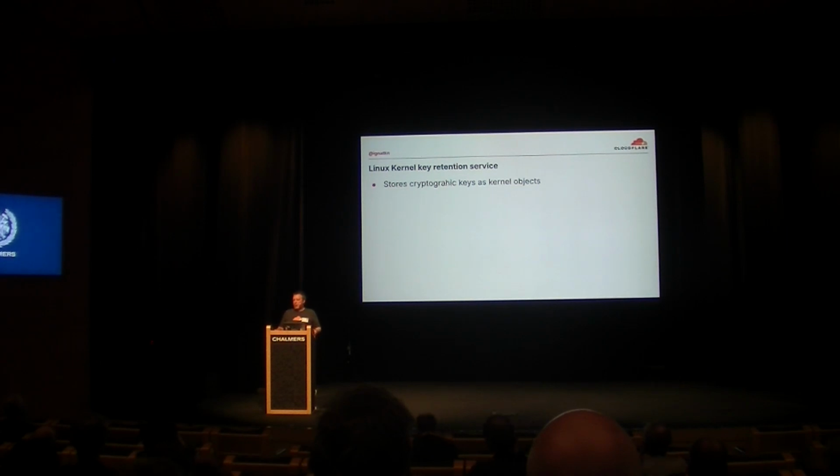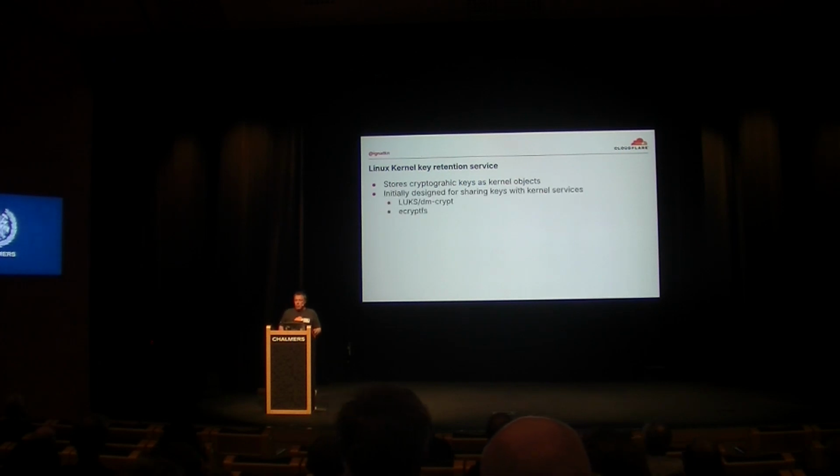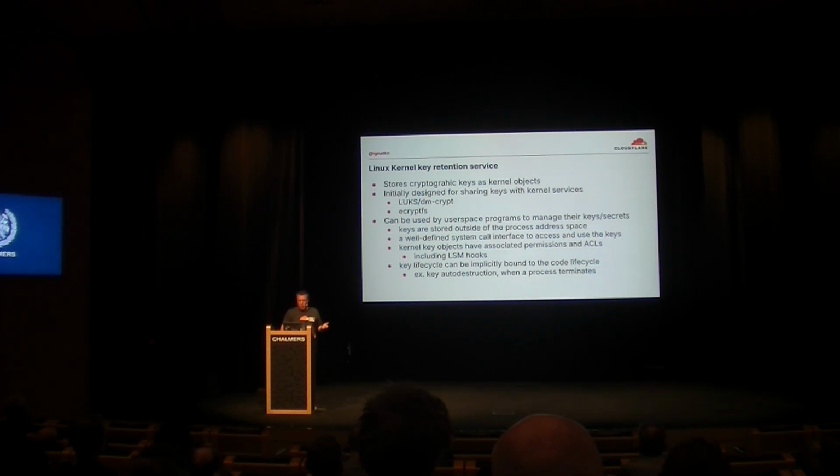It's basically a feature in the Linux kernel which allows you to store cryptographic keys as kernel objects. It was initially designed for in-kernel encryption services like disk encryption. When you encrypt disks with the Linux kernel, the kernel needs a cryptographic key to perform the encryption, so you need to somehow pass it to the kernel. So it was an interface to pass keys to the kernel. Eventually it got extended to user space, so user space programs can also use it to store their keys. The nice thing is that the keys are stored outside of the main process address space, and you already have a well-defined system call interface.